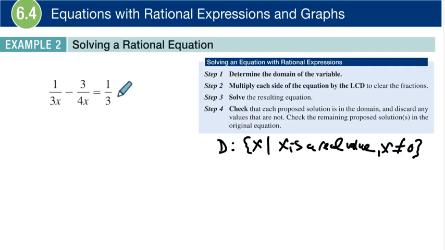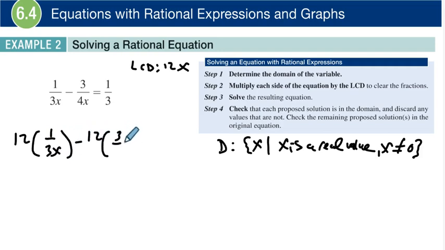Okay, so now what we want to do is, just like anything else, we don't like those fractions, so we want to get rid of fractions now. That's why we do the second step, multiply each side of the equation by the lowest common denominator. The lowest common denominator between 3, 4, and 3 is 12, and then you would include your x because each of these has an x. So in order to make all three common, this would need an x as well. So let's multiply everything by 12x. I'm going to do it separately each time: 12x times 1 over 3x minus 12x times 3 over 4x is equal to 12x times 1 over 3. I'm multiplying each side of the equation by the lowest common denominator, which is the same thing as multiplying everything by 12x.